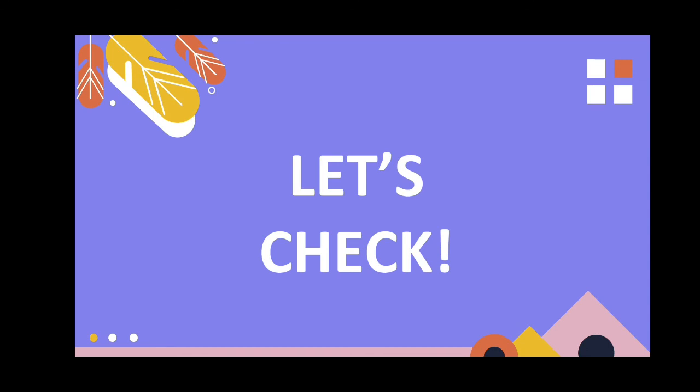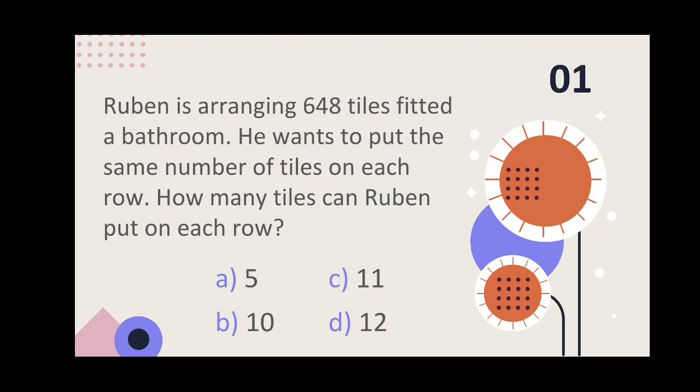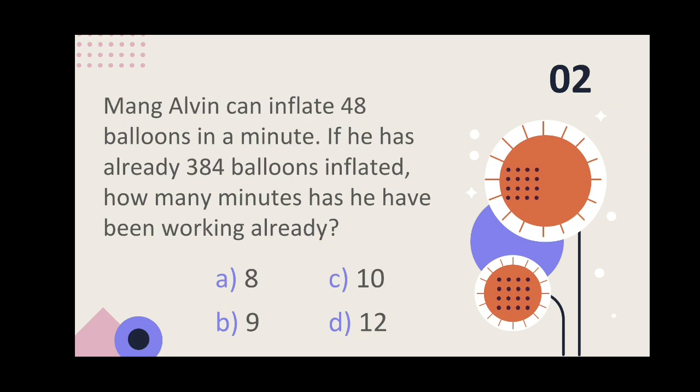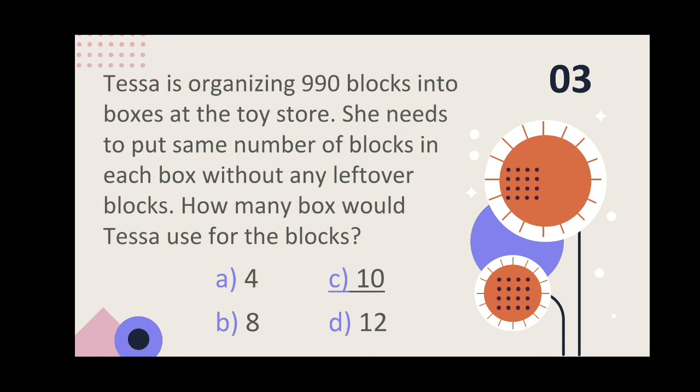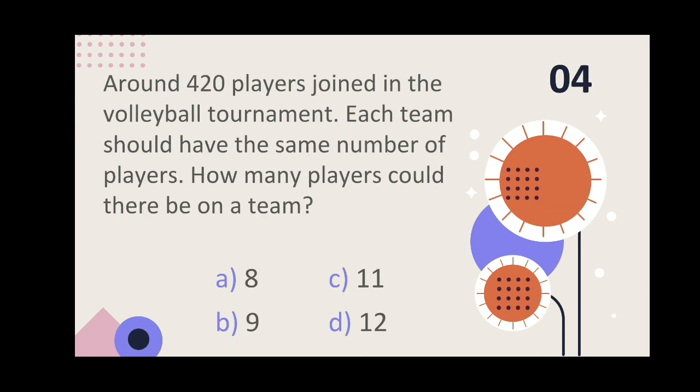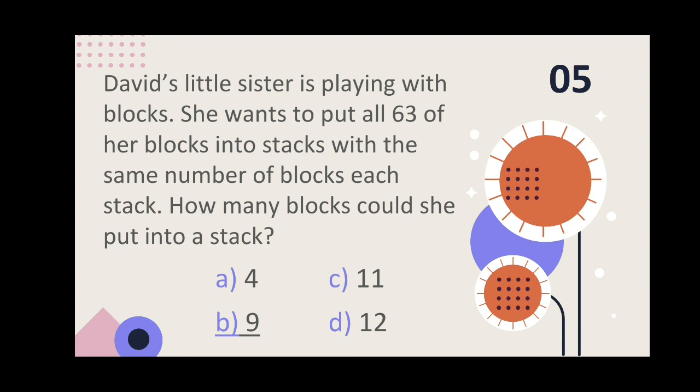Okay, now let's check. Number 1, it's letter D, 12. Number 2, it's A, 8. Number 3, it's C, 10. Number 4, it's letter D, 12. And number 5, it's letter B, 9. How many points did you get? Very good.